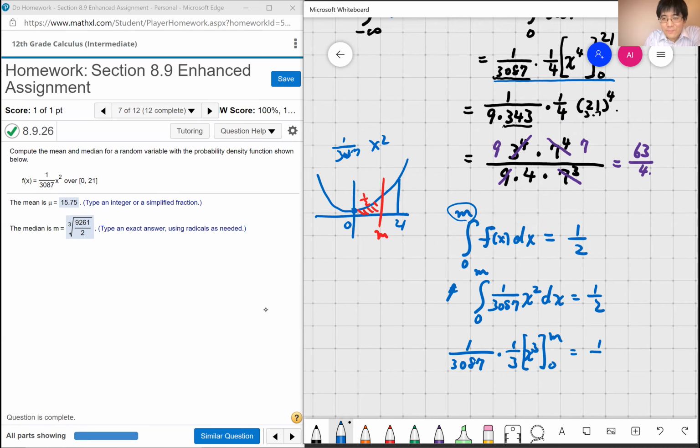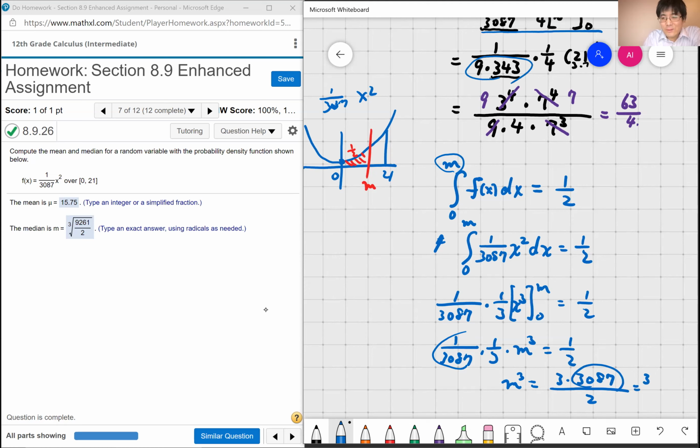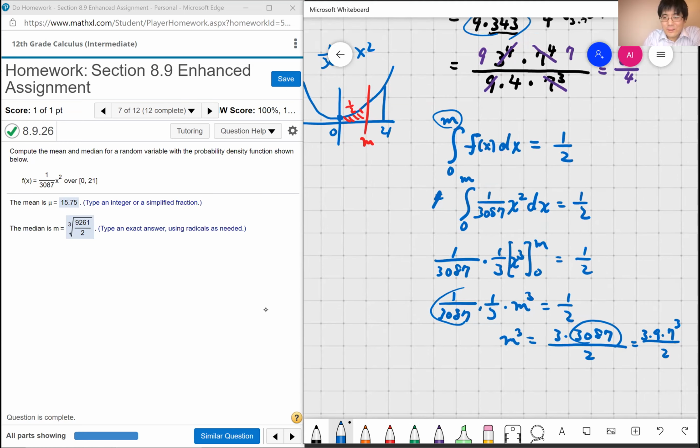So that's going to become 1 over 3087, 1 over 3, m cubed is equal to 1/2. Bring this number to the other side. So it's going to be m cubed is equal to half, 3, and 3087. And 3087 was this one. So this is going to be 3 times 9 times 7 cubed over 2. Okay. So m cubed is equal to 3 cubed, 7 cubed over 2.